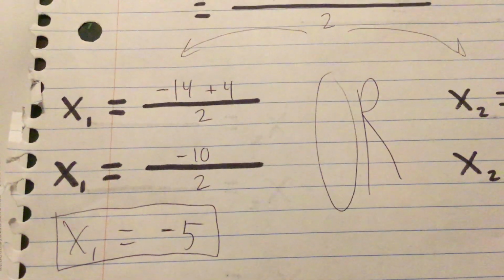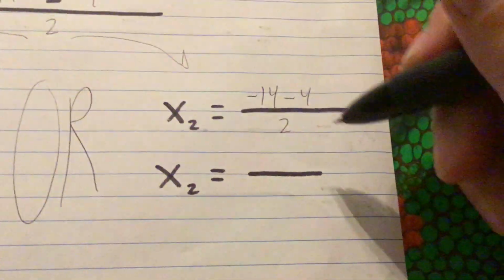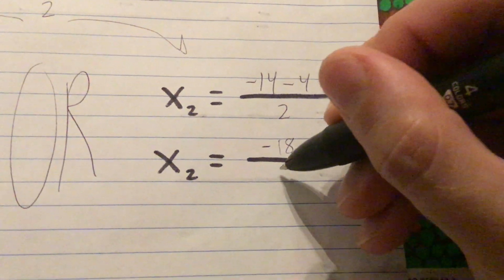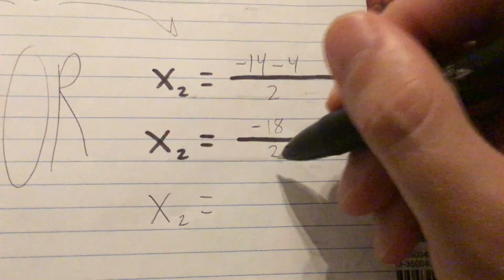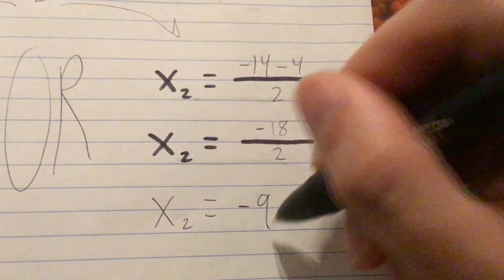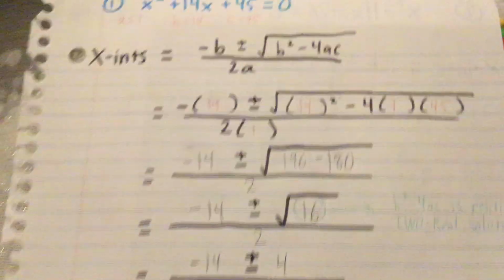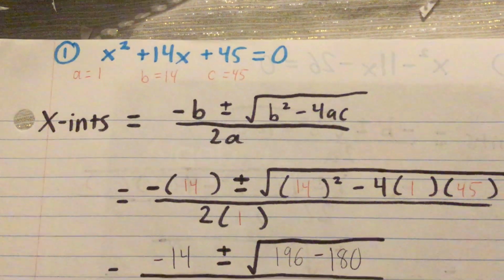All right? Now let's take a look at the other side. Negative 14 minus 4, that would be negative 18 over 2. So x2 would be equal to negative 18 over 2, which is negative 9, which is exactly what we got by factoring. I'm just going to scan it really quick.